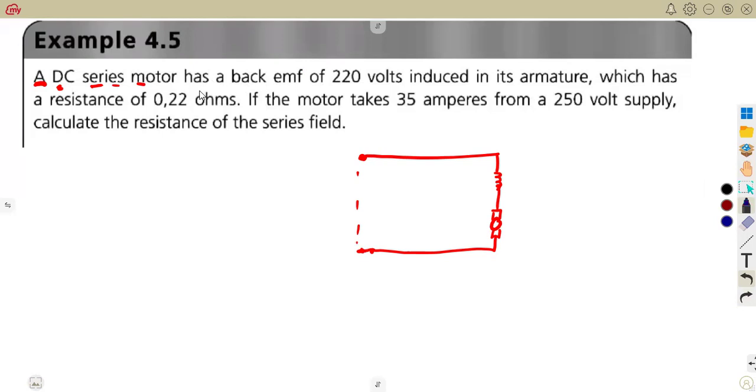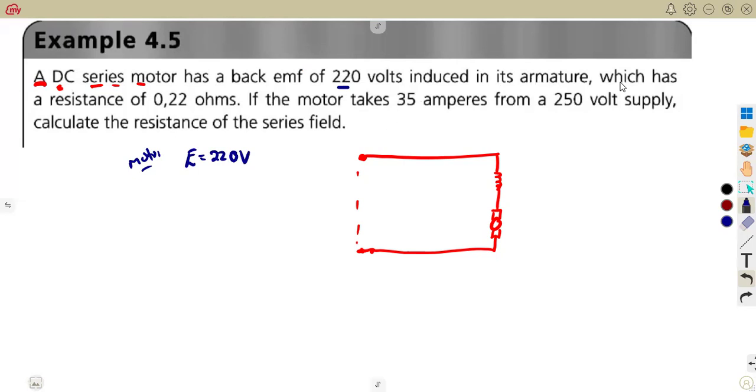So they're saying there, it's a DC motor, take note. So meaning to say it's going to be taking in current. Here's a back EMF. They gave us the back EMF on this one of 220 volts. So the back EMF, 220 volts.